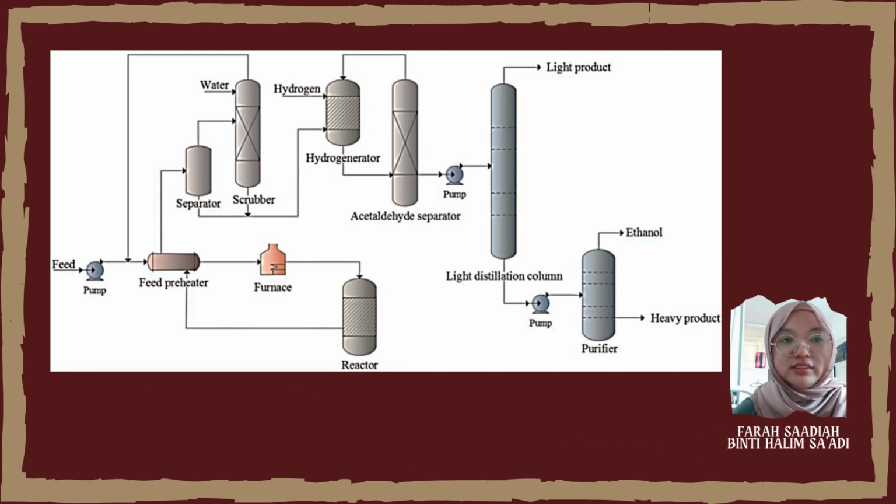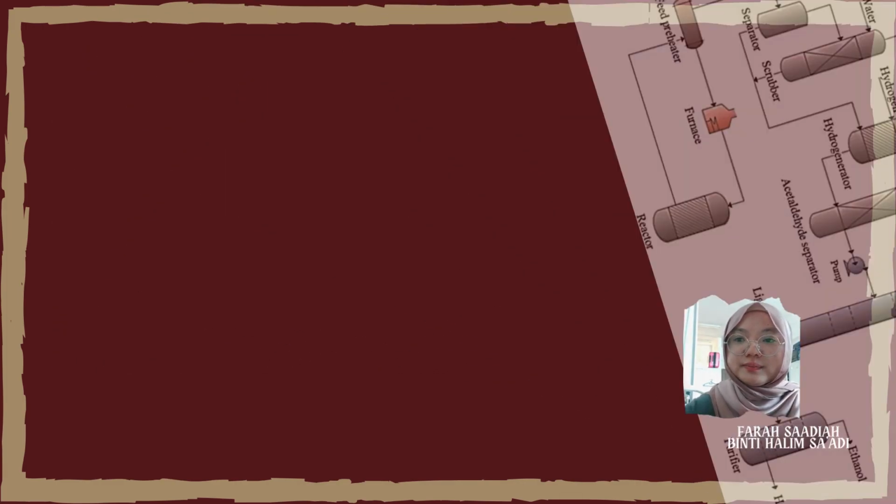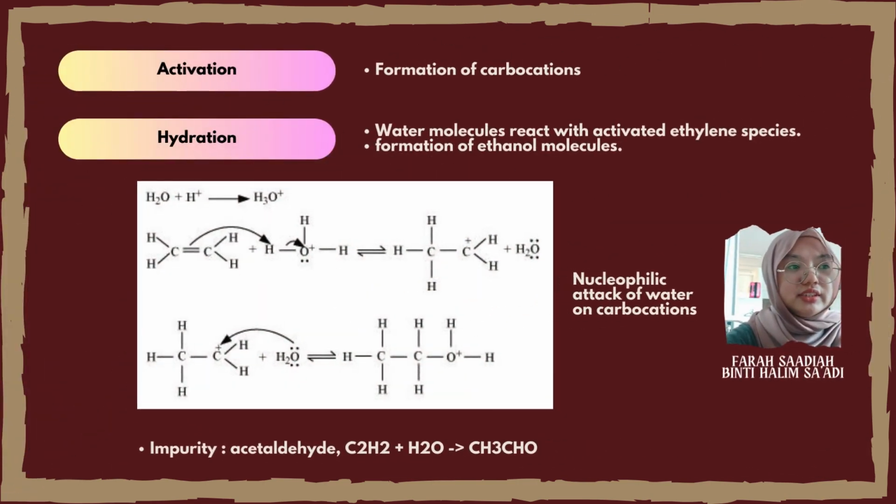The catalyst is diatomaceous earth supporting phosphoric acid. The surface of the diatomaceous earth is coated with phosphoric acid so that it acts as an acid catalyst. The concentration of phosphoric acid is around 85 to 19%. Second is the activation, which is the formation of carbocation, and hydration.